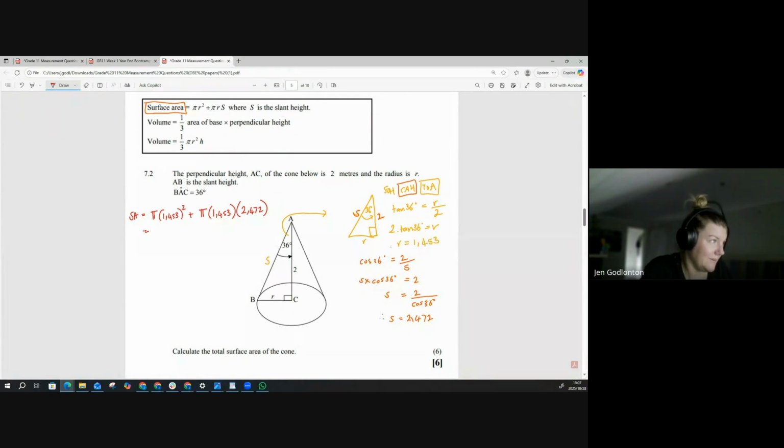Exactly like that. 1,453 squared plus pi times 1.453 times 2.472. And we get the beautiful answer of 17,92 centimeters squared.